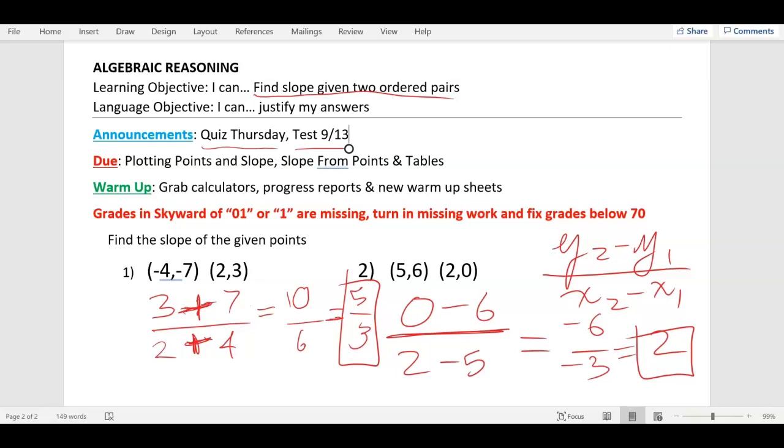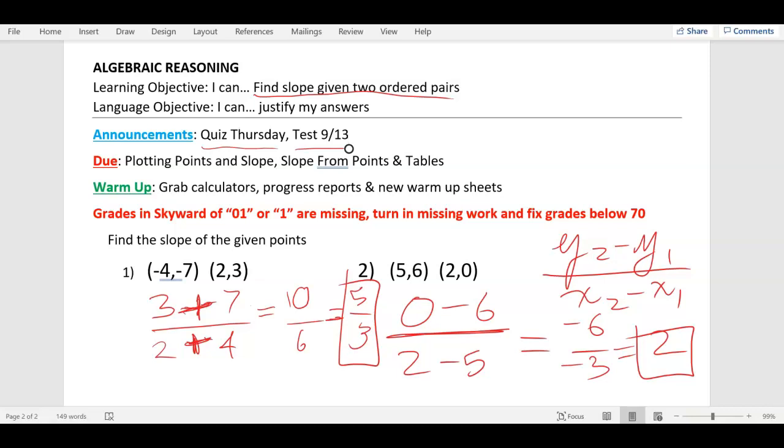Okay, so everyone has their warm-up done for the week with the objective, the learning objective, not the language. Again, 20 easy points, and the week you have all this stuff. Oh, by the way, what's due with those assignments from Wednesday and Thursday? Okay, plotting points and slope from points and tables. If you haven't turned those two in, those are going in soon. You should get those in.